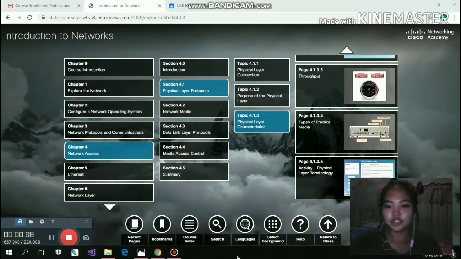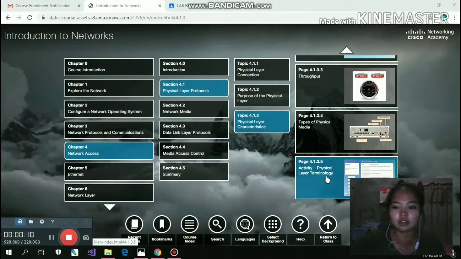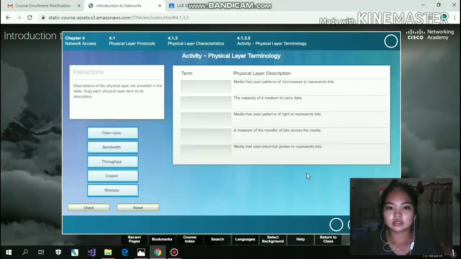So, first, the first activity was the physical layer terminology. The instruction: descriptions of the physical layer are provided in the table. Drag each physical layer term to its description. So, from the physical layer description, media that uses patterns of microwaves to represent bits.